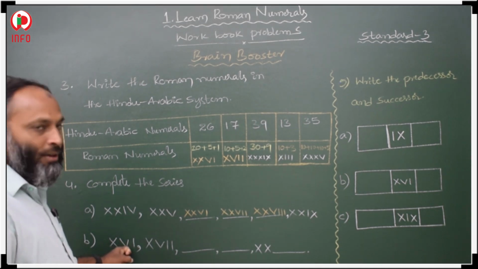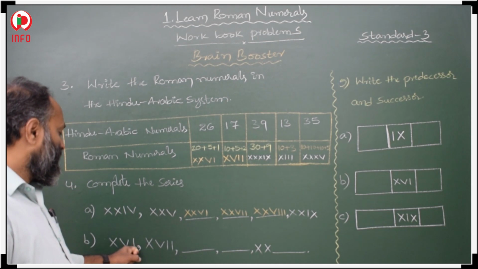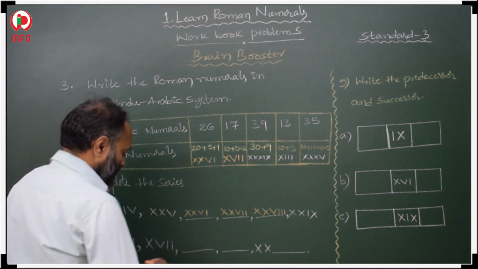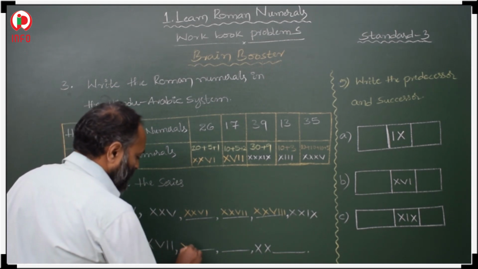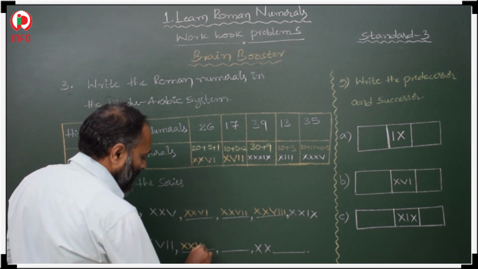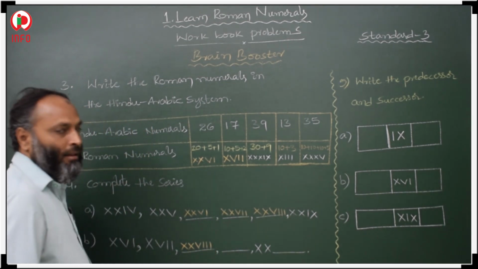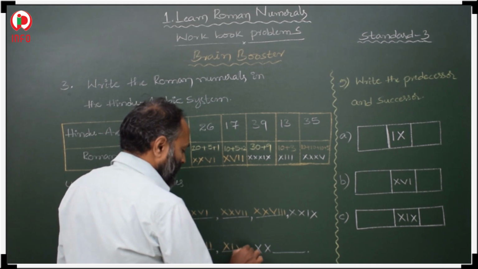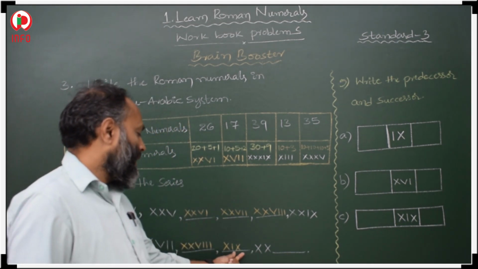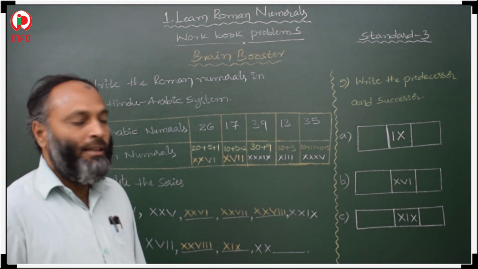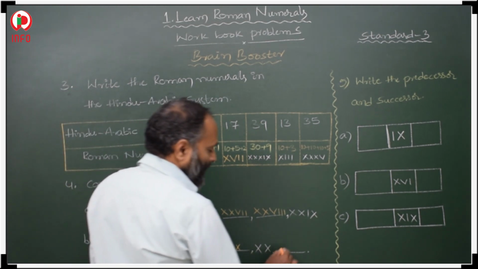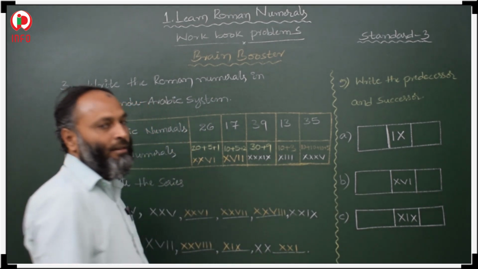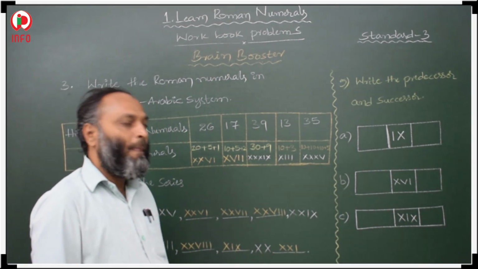Now here X, V, I. X is 10, V means 5, I means 1. 10 plus 5, 15 plus 1, 16. This is 17. Now 18. 18 we have to write here. X, V, I, I, I. 18. Now 19. X is 10, IX is 9. 10 plus 9, 19. Next 20. Next 21. X and I. 20 plus 1, 21.